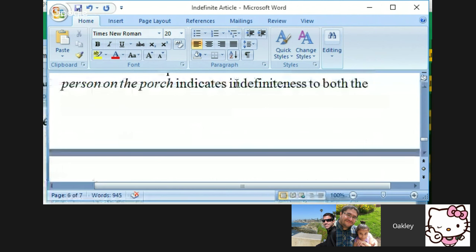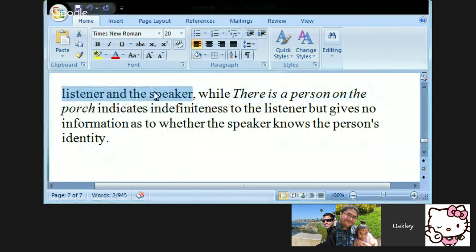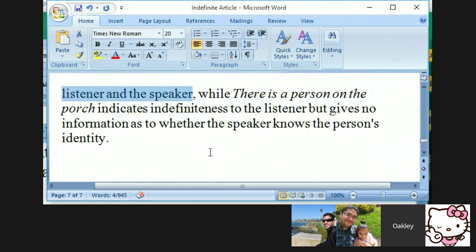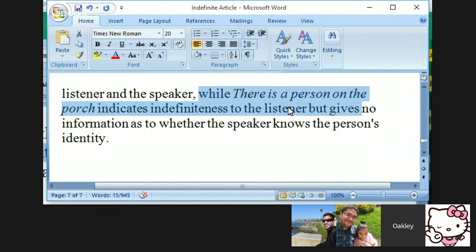So indefiniteness, not just to the listener, but the listener and the speaker. While "there is a person on the porch" indicates indefiniteness to the listener, as "a" or "an" always does, it doesn't really give any information if the speaker knows the person or not. Maybe the speaker knows him, maybe he doesn't, if you just use "a." So there's a subtle difference between saying "there's a person on the porch" and "there is some person on the porch."